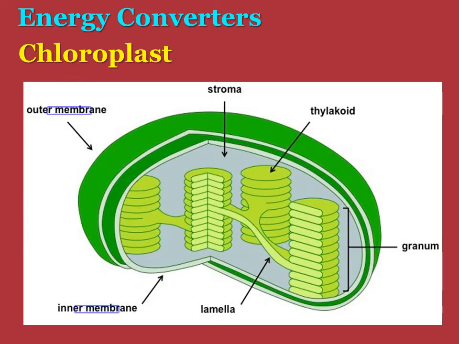Chloroplast has an inner and outer membrane. Within its enclosed space, known as stroma, flattened membranous stacks called thylakoid can be found. Stacks of thylakoids are called grana. Chlorophyll, the molecule that captures light, and other enzymes needed for photosynthesis can be found inside the thylakoids.